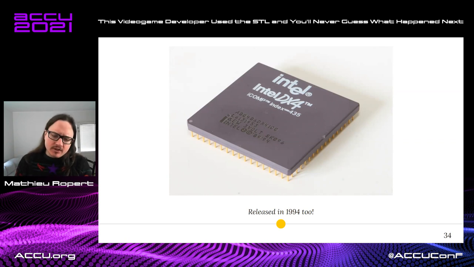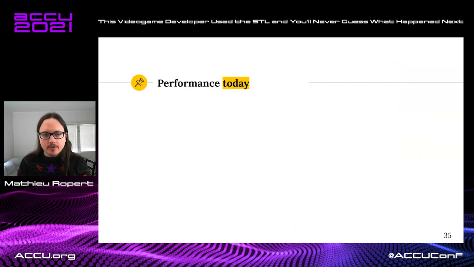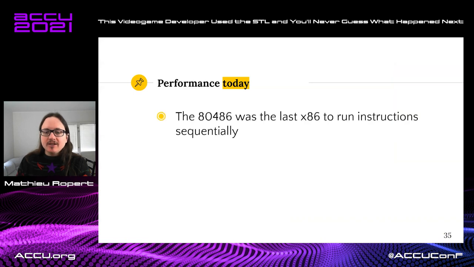Well, first of all, it was released in 1994, the same year as the STL, so that kind of fits this talk nicely. But there is another interesting thing about this CPU, which is that it's the last one to run instructions sequentially. Back in 94, Intel realized that if you want to go faster, you're going to have to be smarter than just read an instruction, decode it, execute it, retire it, and then repeat. It's just not efficient enough, and pumping more megahertz is going to yield diminishing returns.